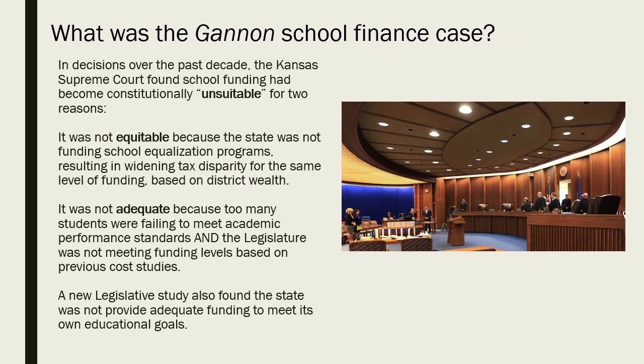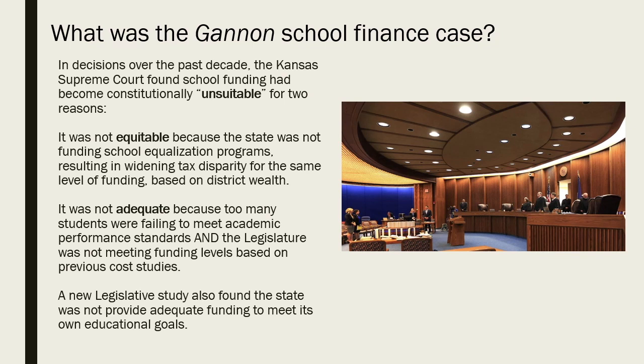A major issue in school funding in recent years has been the Gannon school finance case. In a series of decisions over the past decade, the Kansas Supreme Court found school funding had become constitutionally unsuitable for two reasons. First, it was not equitable because the state was not putting enough money into school equalization programs.